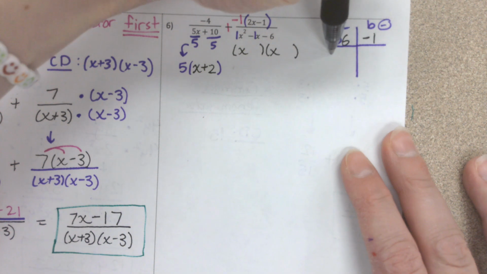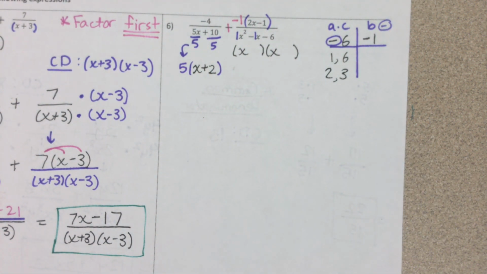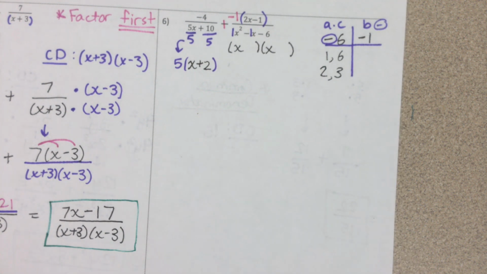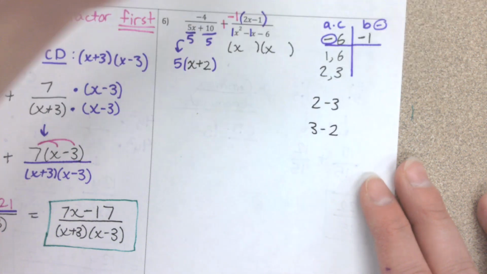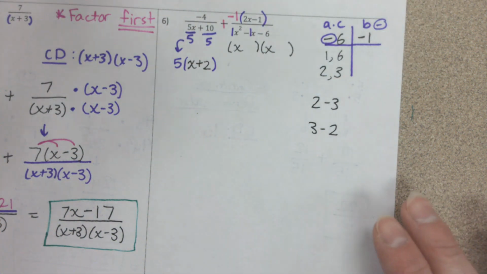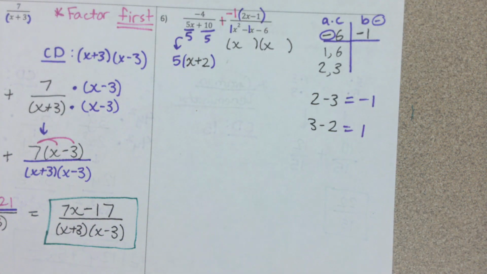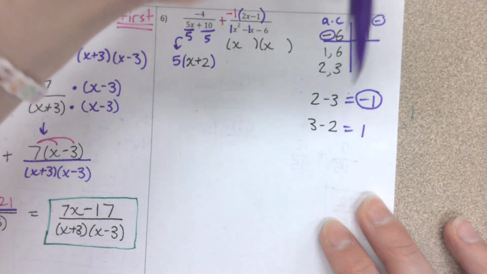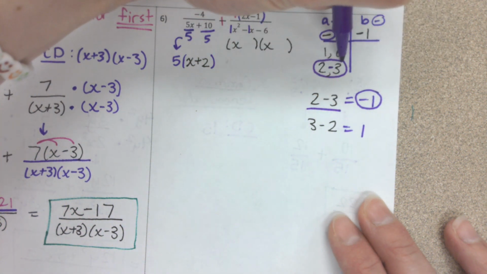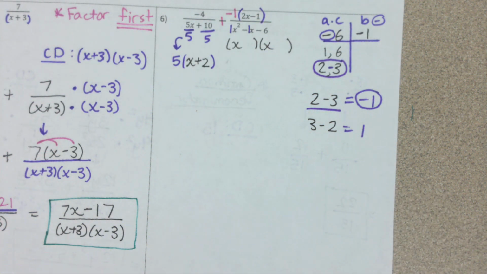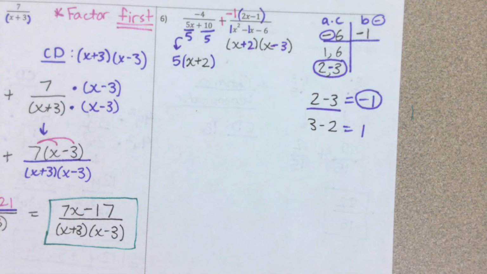Factors of 6, 1 and 6, 2 and 3. And we want to subtract to get a 1. We can do that with 2 and 3. Reminder, when you have subtraction, I want you to show both ways just to make sure you pick the correct pair. 2 minus 3 is negative 1. 3 minus 2 is positive 1. And we want negative 1. So it's positive 2, negative 3. The factors are x plus 2, x minus 3.